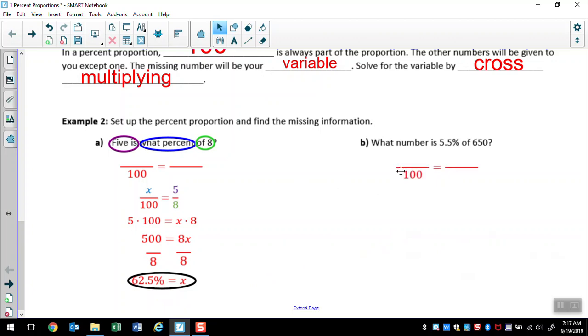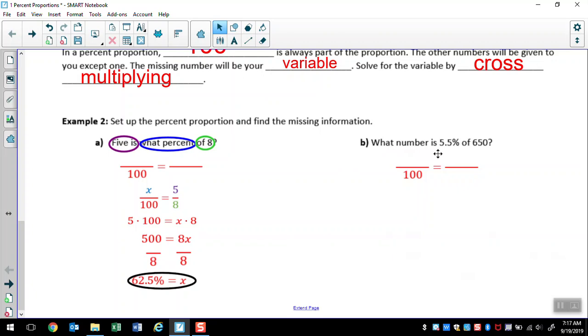All right, let's come over here and try this one. All right, so we're going to set up, there's our basic. We always have 100 when we're dealing with percent proportions. Okay? We're always going to have that 100. Now let's figure out what our is, and what our of is, and what our percent is.